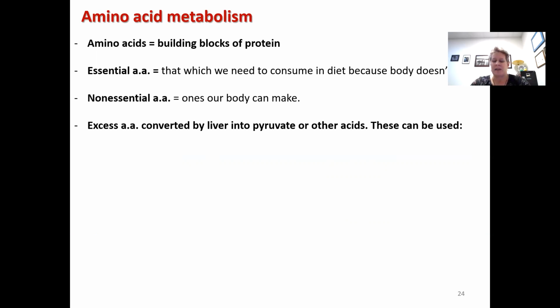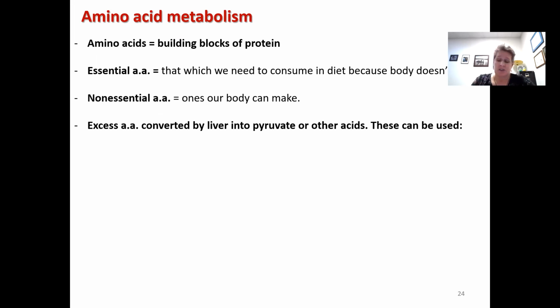Okay, so returning to the PowerPoint, because there's not much left to this chapter, amino acid metabolism. This is when the body metabolizes proteins, and the smallest form of protein is an amino acid. Essential amino acids are ones that we must consume in our diet because our body can't make them. Non-essential amino acids are the ones our body can make. Now, if there are amino acids above and beyond the normal level in the blood, the liver is going to metabolize them because amino acids cause the blood pH to drop.